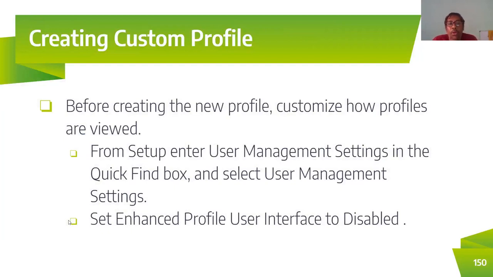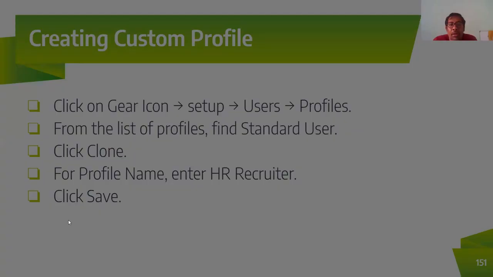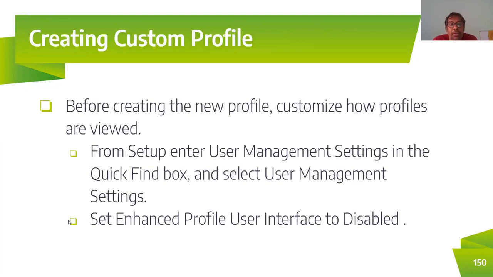So now, in order to create a custom profile, again you go to setup, then go to the quick find box. Under this, you're going to type profile. Before that, we have to enhance the profile user interface. If it is enabled, we have to disable it. For that, you select the user management settings and then set enhanced profile user interface to disabled.